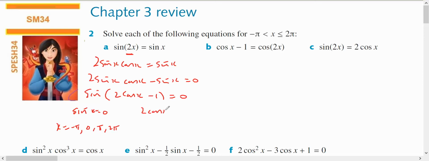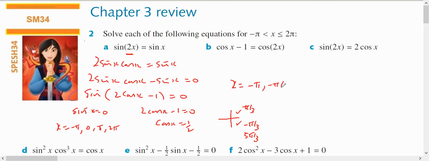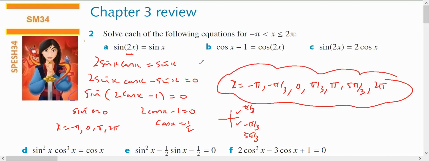Or 2 times the cos of x minus 1 equals 0, which means the cos of x equals a half. And that's going to be pi on 3, minus pi on 3, and 5 pi on 3. So all of my answers for x are x equals minus pi on 3, 0, pi on 3, pi, 5 pi on 3, and 2 pi are all of the answers that make that equal to that.